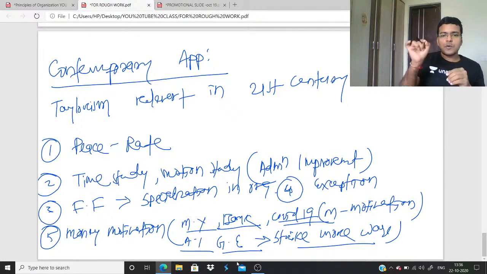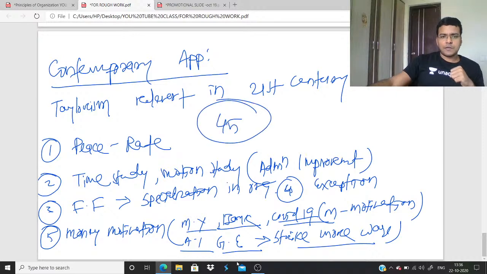So you conclude your answer by giving some examples that Taylor's idea is still relevant in organizations. It will be a very good answer and you can get more than 45 marks.